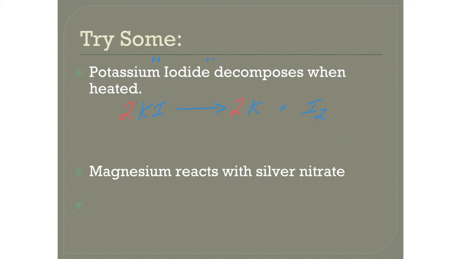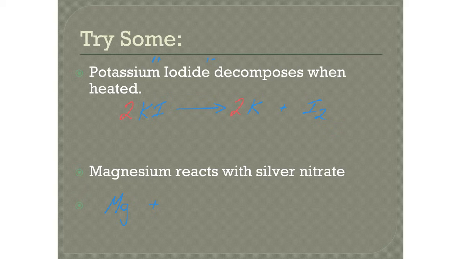Let's look at the next example, and if you want to pause the video and try it for yourself, go ahead and do that. So we have magnesium reacts with silver nitrate. Well, magnesium I can write down. Magnesium is a metal, so it's not diatomic. It reacts with, so plus, silver nitrate.